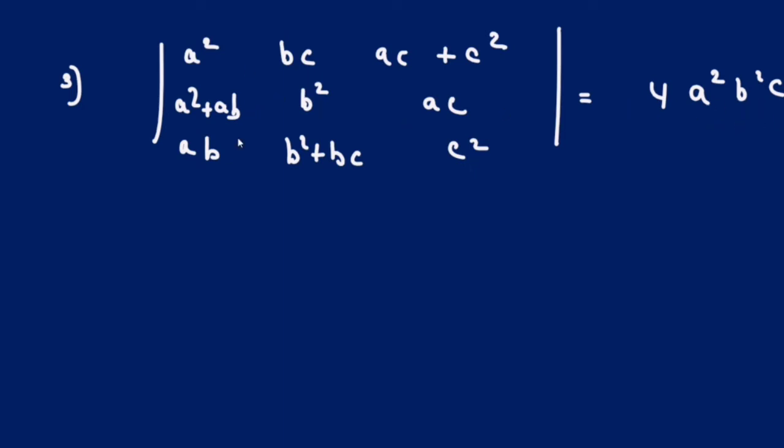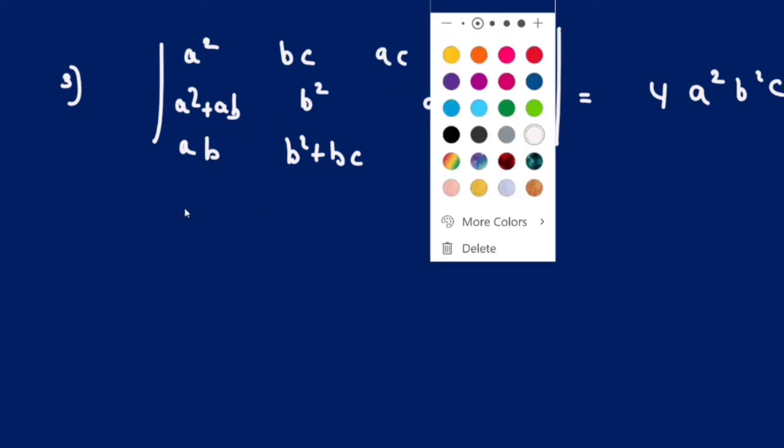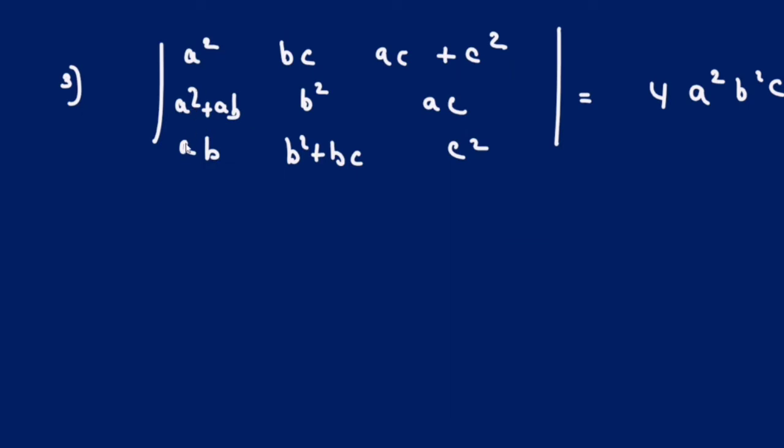So first you check column-wise and row-wise if there is anything common. If there is anything common, you take it out. So you try to simplify this matrix. Now if you see column 1, what is common? A. So let us take A from column 1. Column 2, B is common. Column 3, C is common.